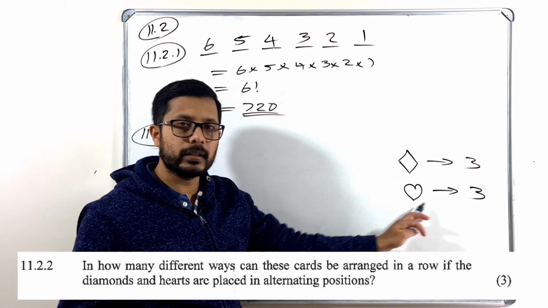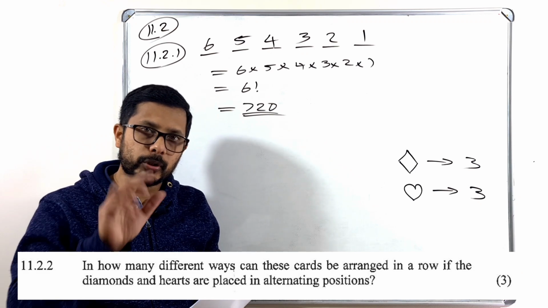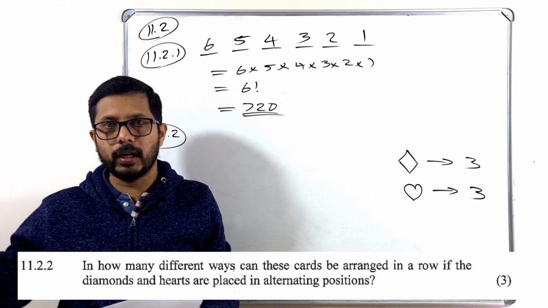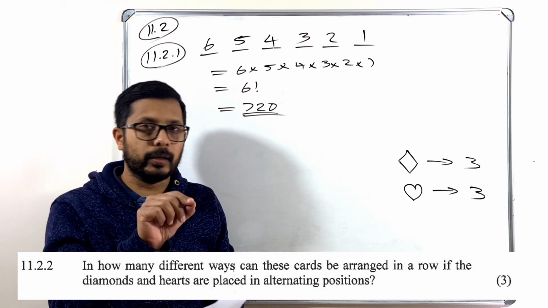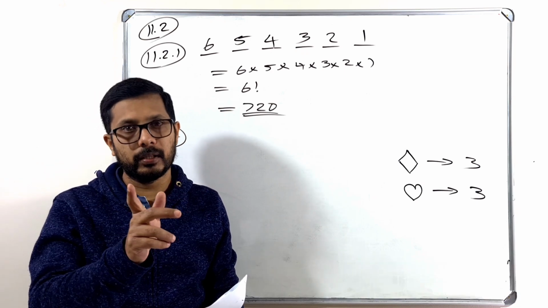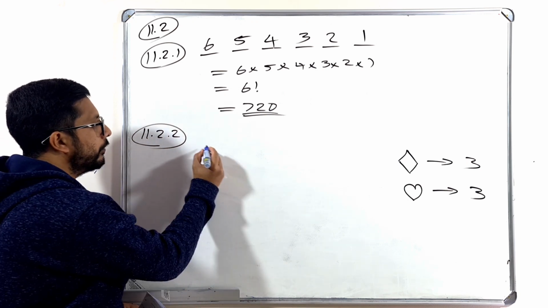How many hearts are there? 3. Okay, so in how many different ways is it possible to arrange diamond, heart, diamond, heart, diamond, heart like that, or heart, diamond, heart, diamond, like that, which is also an alternative position. Am I right? Okay, so it means that you have to work out how many different methods.